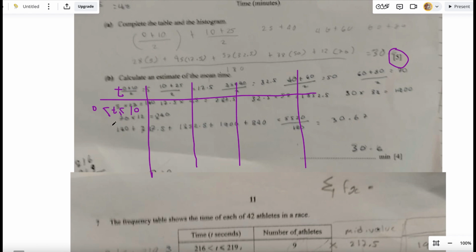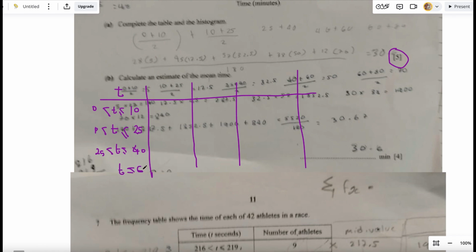The next one, t is less than or equal to 25 and greater than 10. The next one, t is less than or equal to 40 but greater than 25. The next one, t is less than or equal to 60.